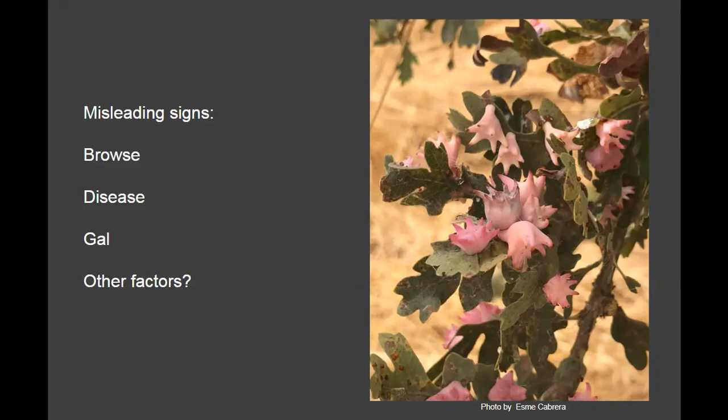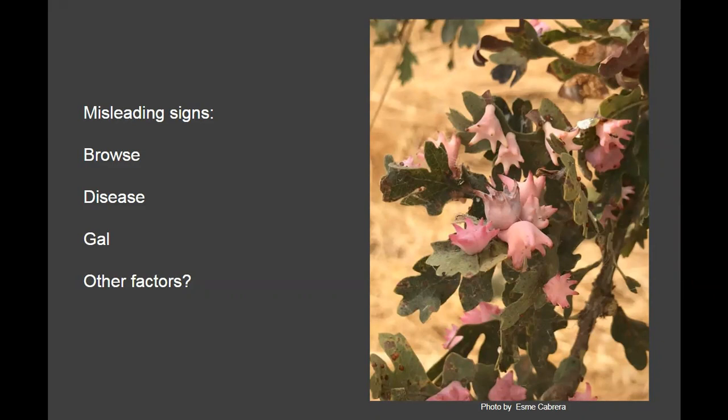Also, disease can sometimes impact the appearance of leaves, depending on what the diseases are. Leaves can wrinkle up, or they can have spots, and they can change color. Galls. Galls are really interesting. That's a whole other program on its own. But basically, there are species of wasps that all reproduce by creating these little structures.